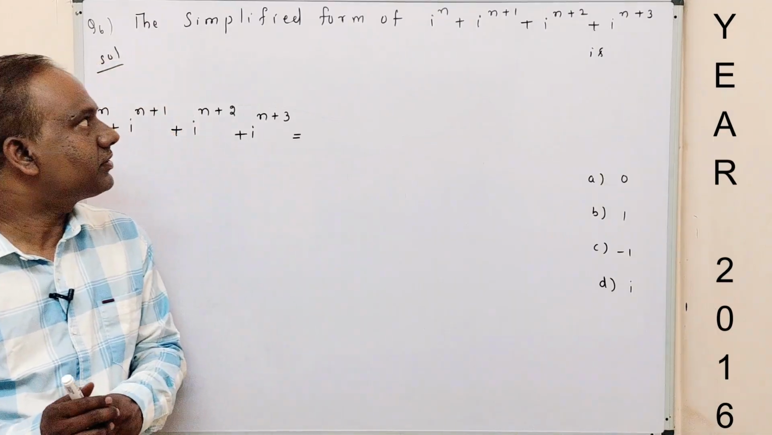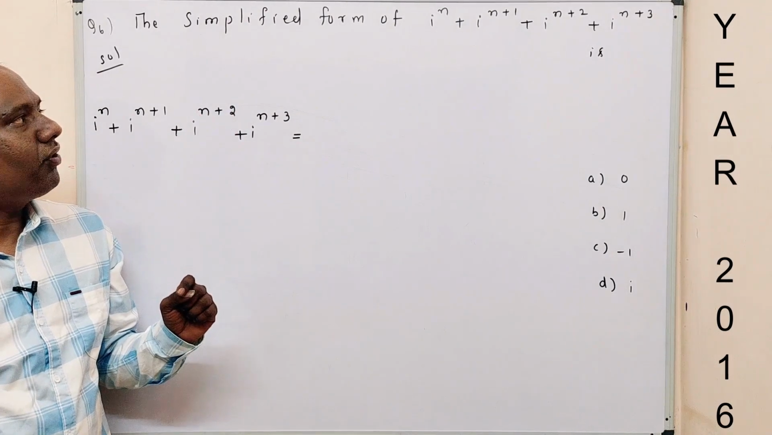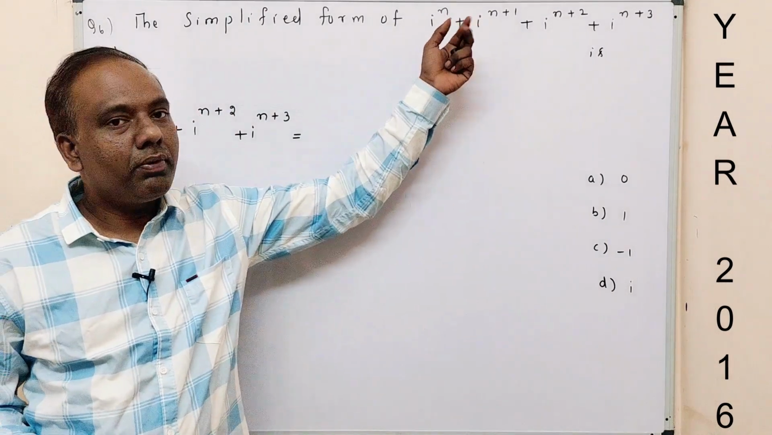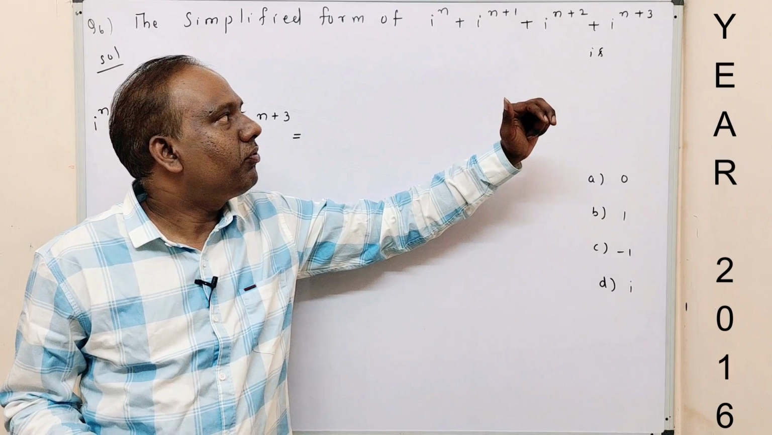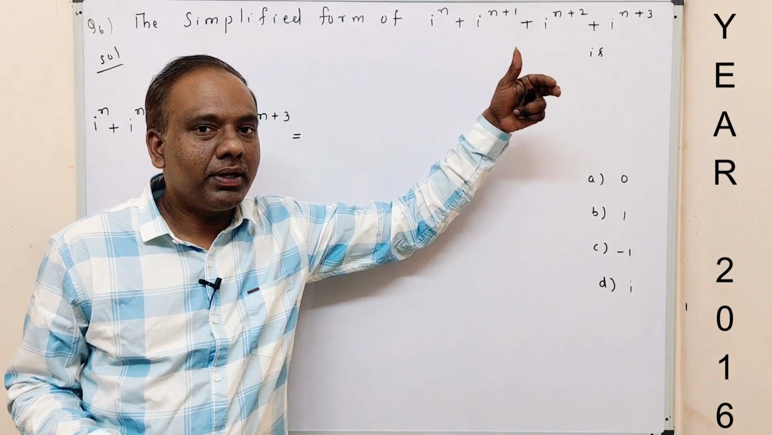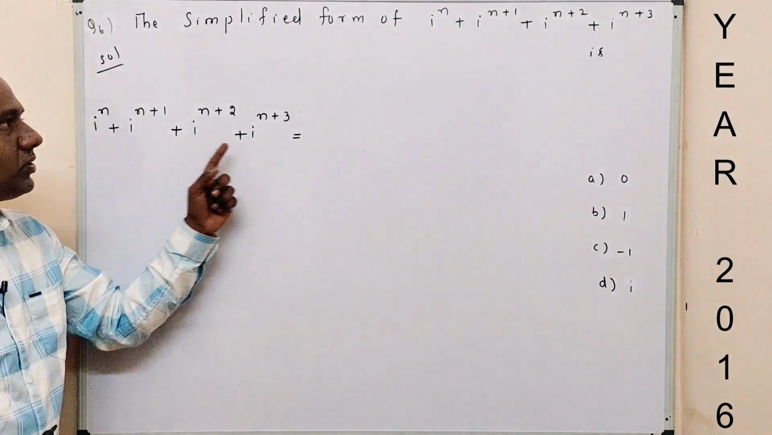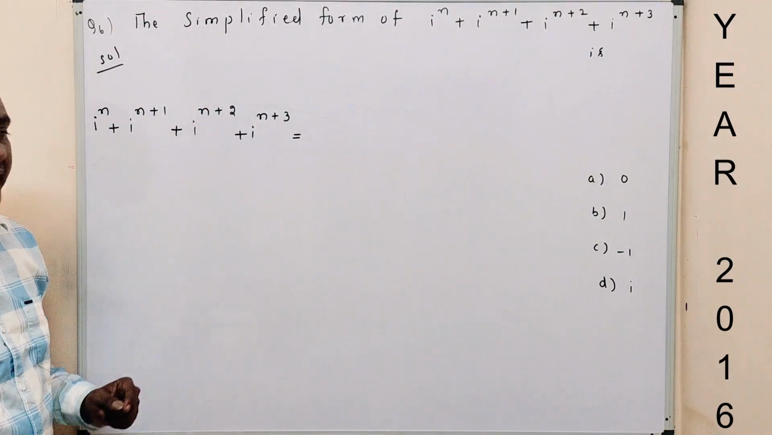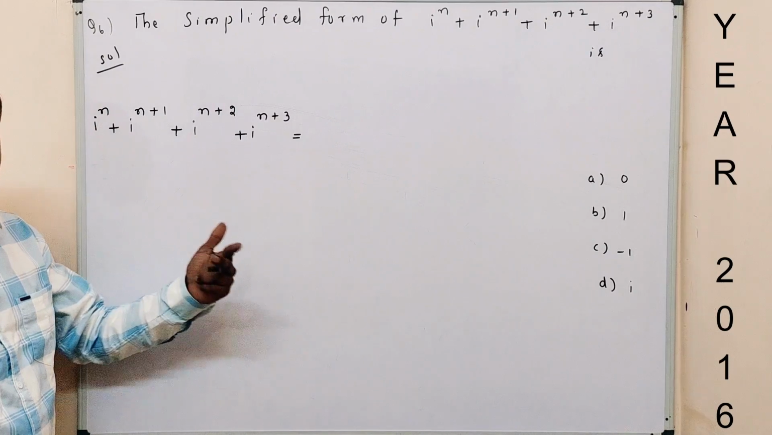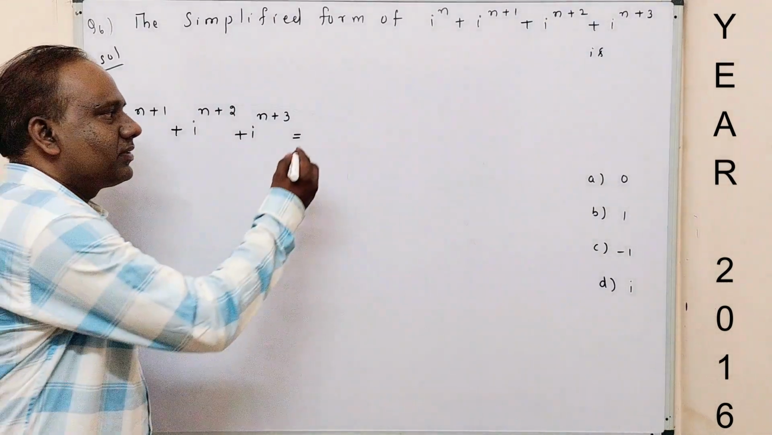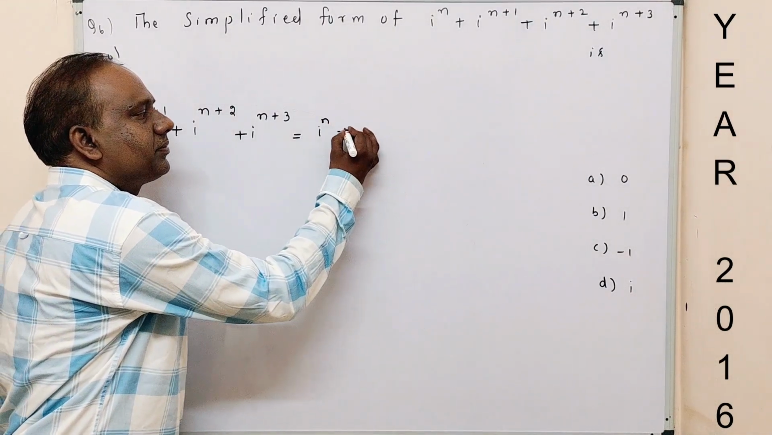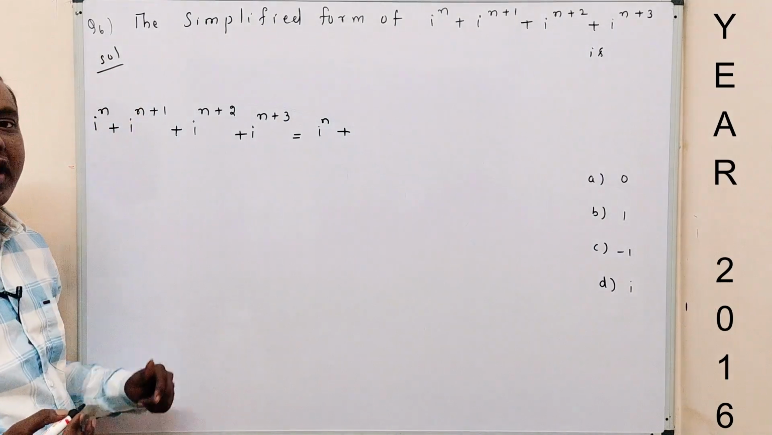Here the question is, the simplified form of i power n plus i power n plus 1 plus i power n plus 2 plus i power n plus 3 is. So these are the options. So we need to simplify this. First of all, it is i power n. So i power n, please write as it is. Then it is i power n plus 1.